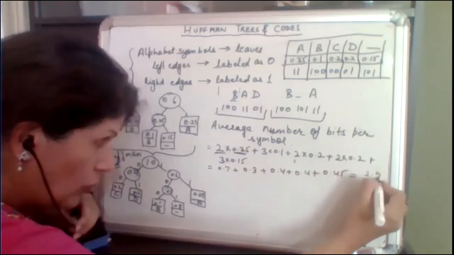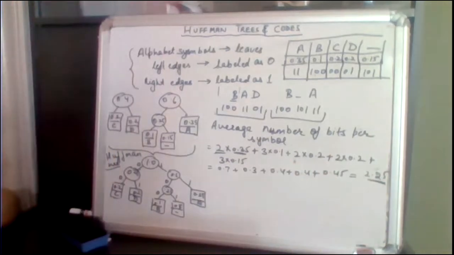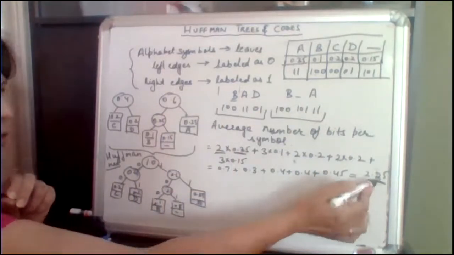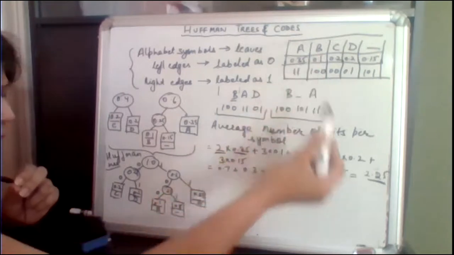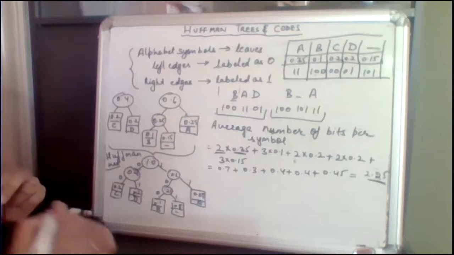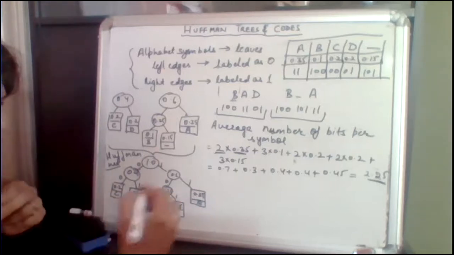Now the average number of bits required here is 2.25, where some are requiring 2 bits, some will be requiring 3 bits, but the average is 2.25 bits per symbol.